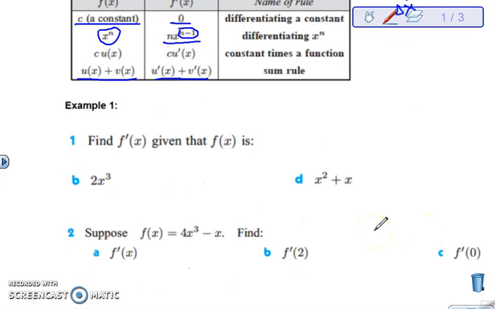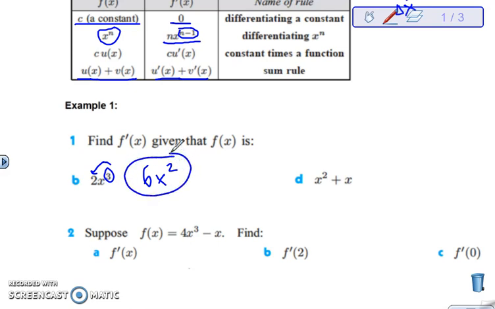So we have two functions, 2x cubed and x squared plus x. And if we want to take the derivative of each function, we're just going to apply the rule. So I'm going to take the exponent, multiply it out, so the 2 becomes a 6. And then I'm going to divide x cubed by x, and it drops to x squared. That's it. So f prime x equals 6x squared.